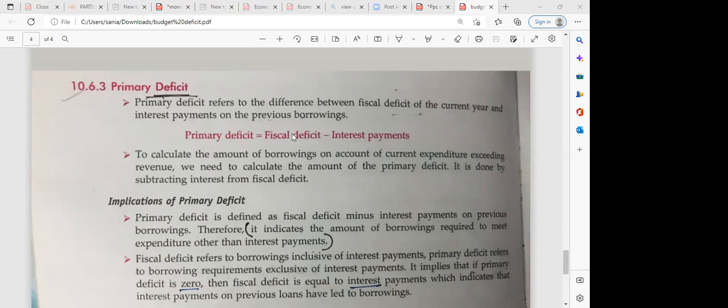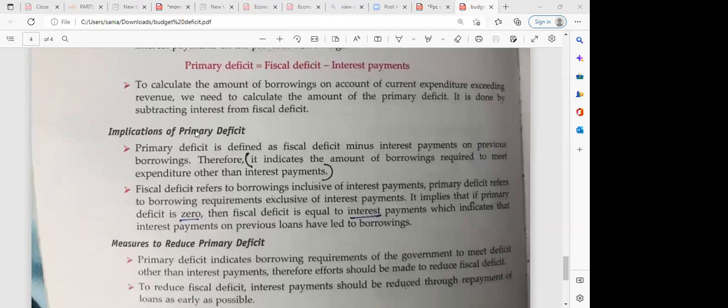Done, students? Yes, ma'am. Okay, you have to tell me, ma'am, we are done. Okay. So now, implications of primary deficit. I hope everyone is done. Yes, I'm done. Yes. Okay.